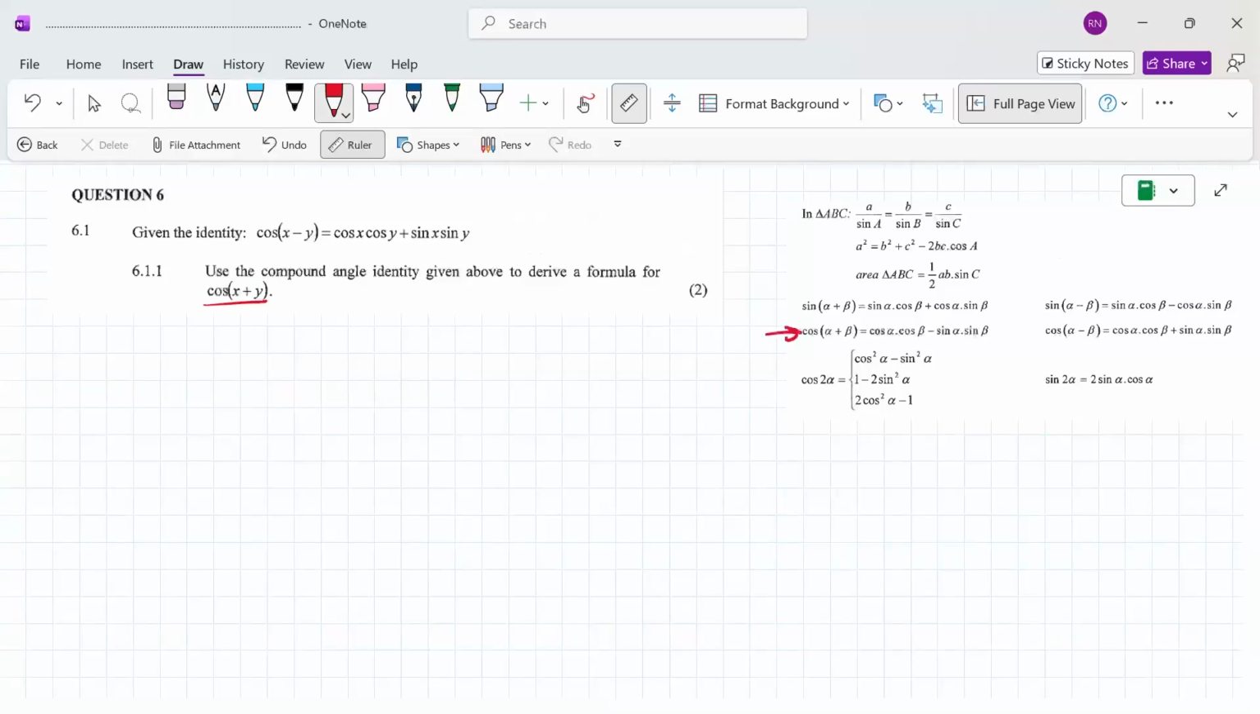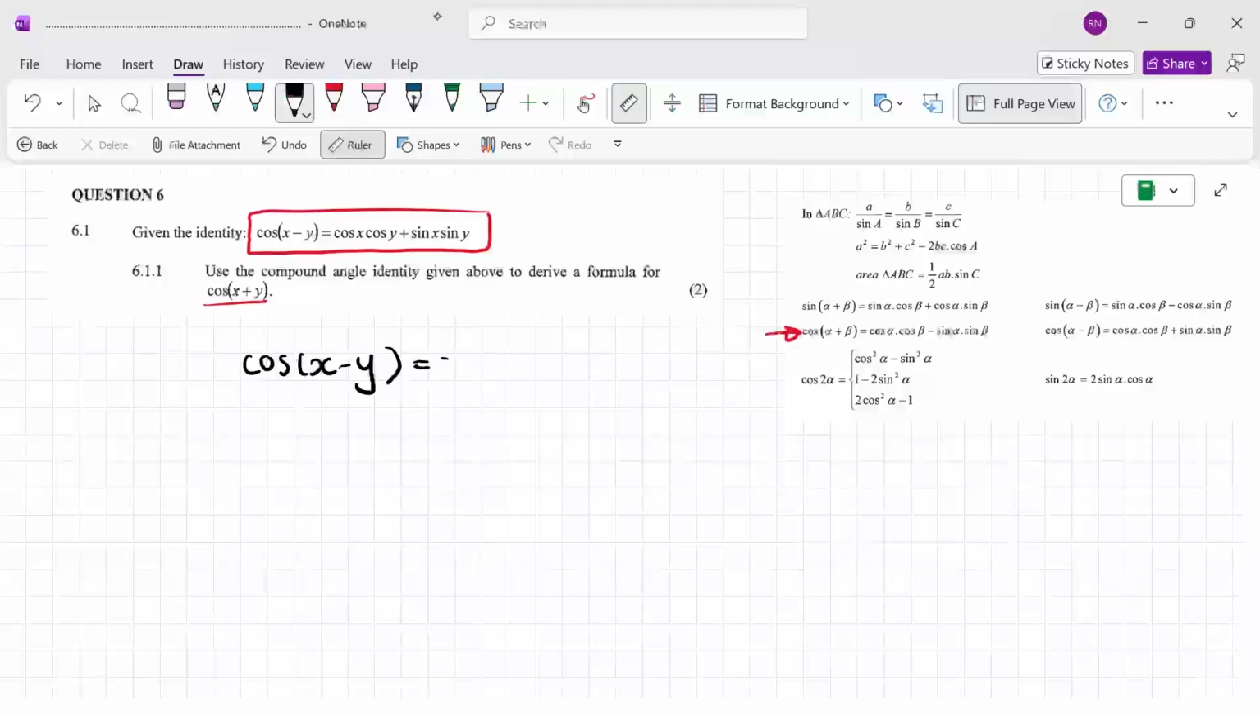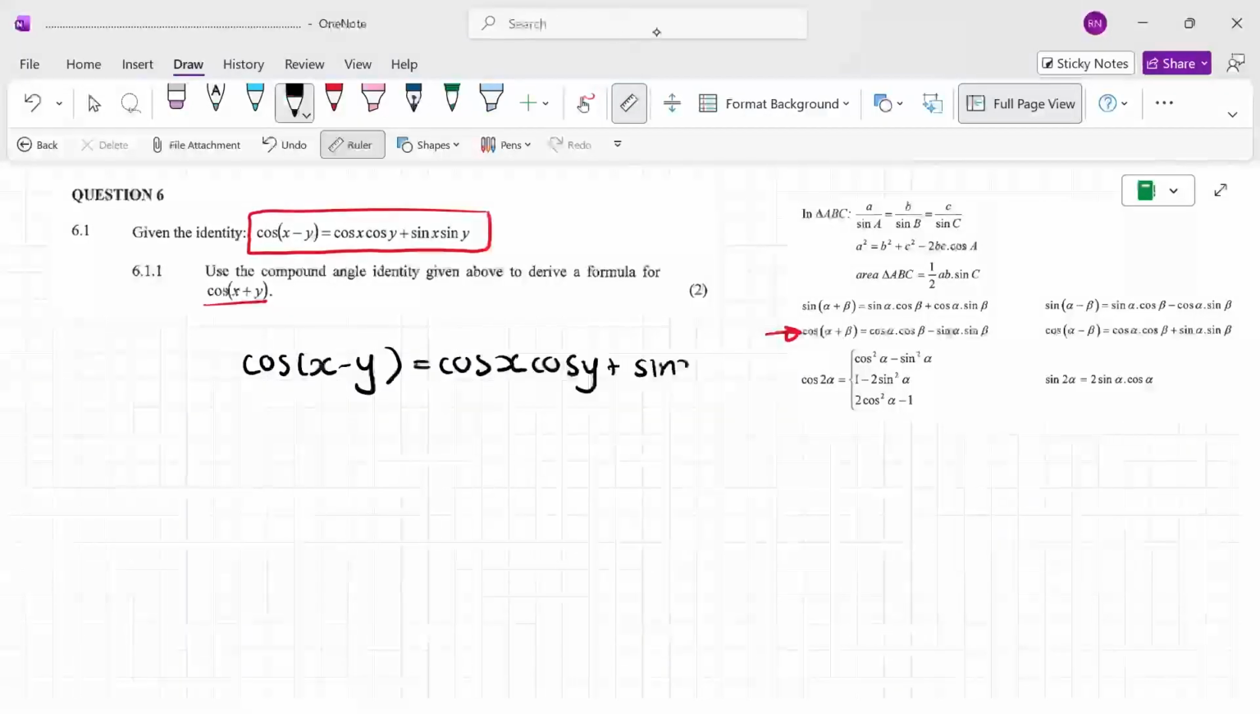We have this, right? We already know what it's going to be here. But they're saying, ignore the formula sheet. We don't want you to use the formula sheet. Assume this is all you have, and you need to make a formula for cos of x plus y. Okay. So first you need to say, okay, I'm given cos of x minus y is equal to cos of x cos of y plus sine of x sine of y, right?